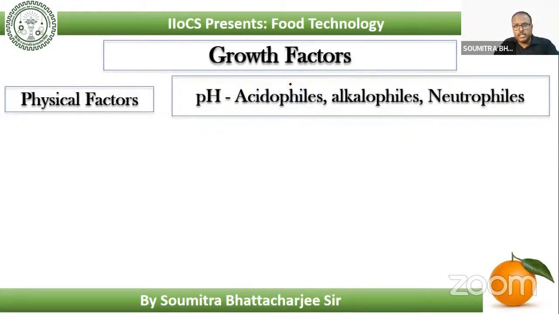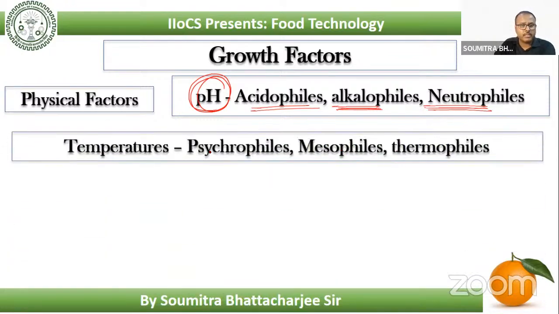Physical factors, pH, acidophiles, alkalophiles, neutrophiles, all these things we are representing as growth factors. Based on the pH, first of all, we have to maintain the pH. If the microbe is loving an acidic environment, then we have to maintain an acidic pH. If the organism is loving an alkaline environment, we have to create an alkaline pH itself. And if the organism is loving a neutral environment, we say neutrophiles in that case.